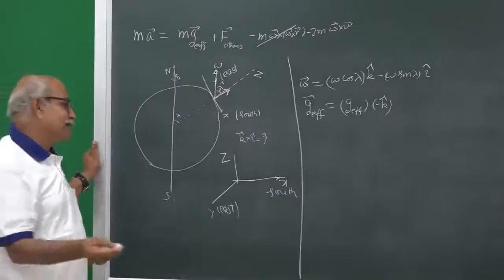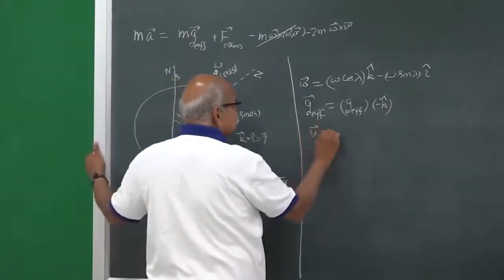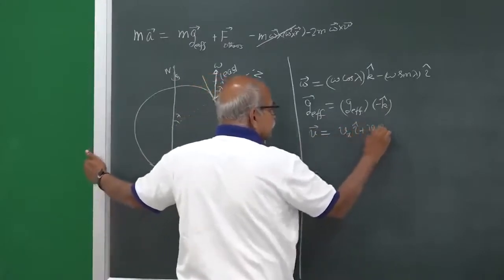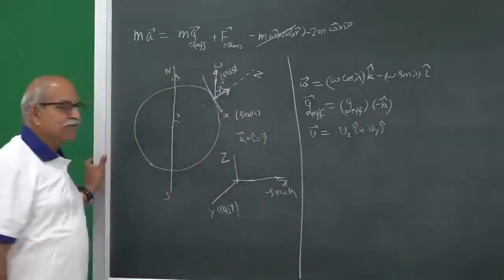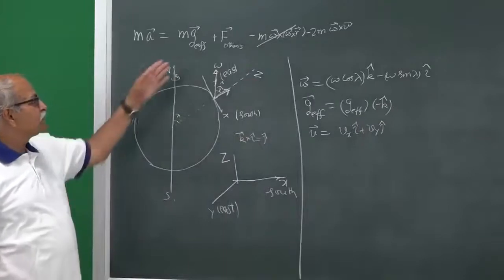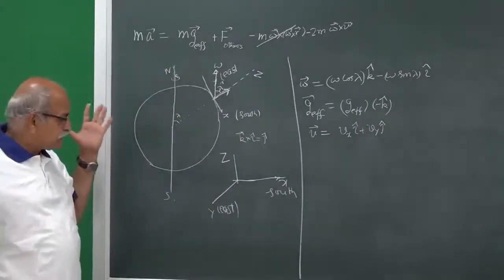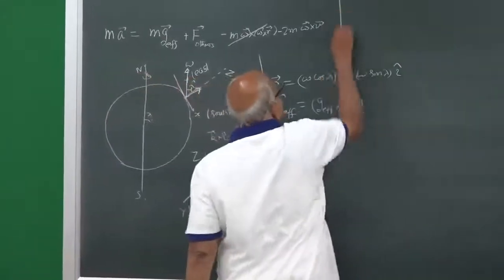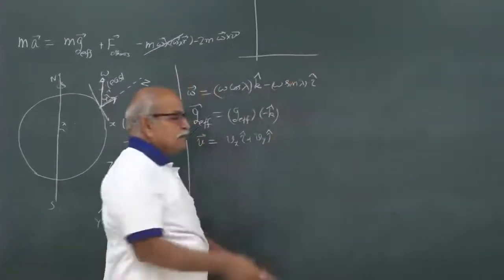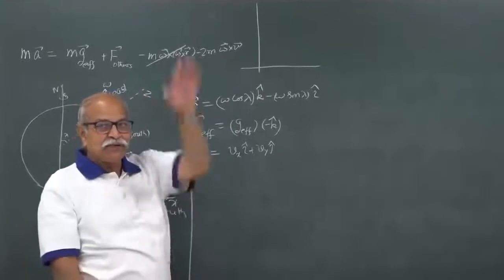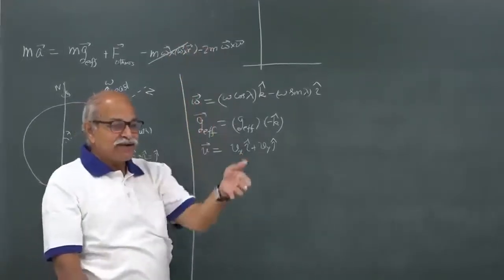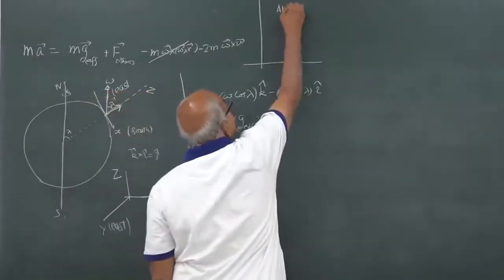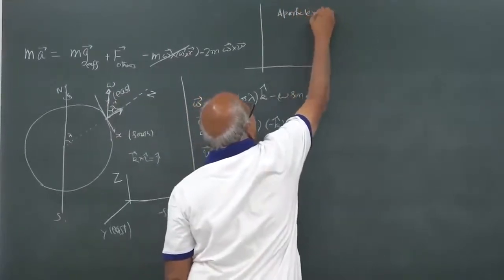Then we have v. V will be Vx i cap plus Vy j cap. So, let us write this equation. Let me take up a specific example, and that will be free fall. Suppose I release a particle from some height h above the ground, and I want to see the path of the particle, the time taken to fall to the ground, and so on. So, a particle released from rest.